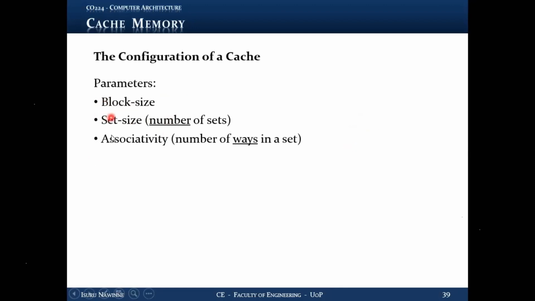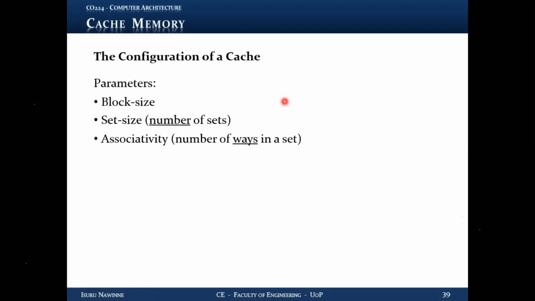So if you take these three, you can compute the size of the cache. That is the amount of data that can be stored in the cache. So block size, set size, associativity. If you multiply them, you get the size of the cache, right?